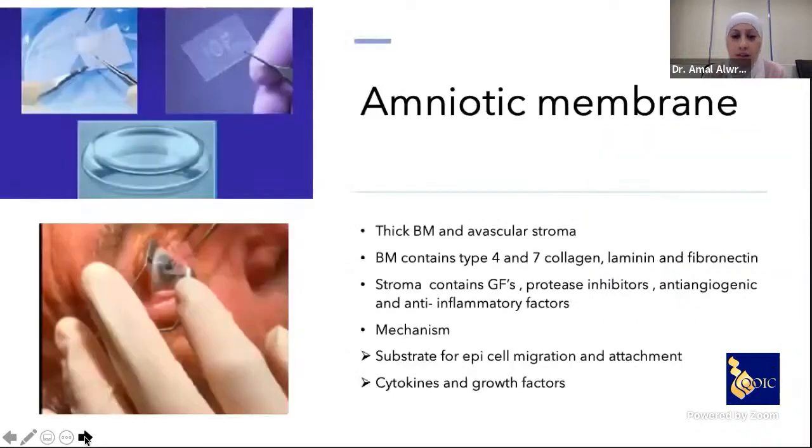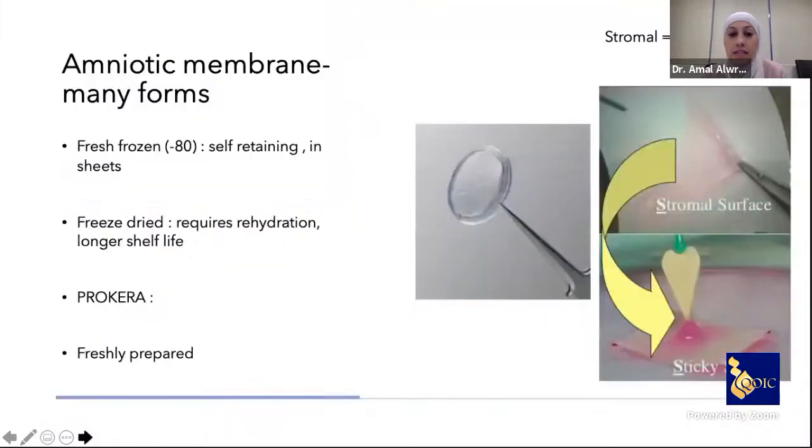The amniotic membrane, there are many forms of the amniotic membrane, as you all know. It is composed of a thick basement membrane and avascular stroma, and it has all the growth factors, the protease inhibitors, and it acts as a substrate for the epithelial cell migration. There are many forms. There is the fresh frozen, the freeze dried. Then we have the Prokera, which is very nice, but the cost is the main issue with this.